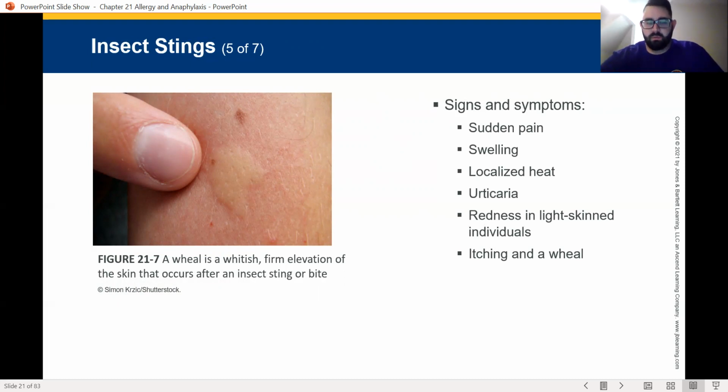So a wheal has formed. See, a wheal is WHEAL. It's a whitish, firm elevation of the skin that occurs after an insect sting or bite. So a wheal is actually the venom underneath the skin and it's slowly getting into the rest of the body. So sudden swelling, urticaria, redness on light-skinned individuals, itching, and a wheal.